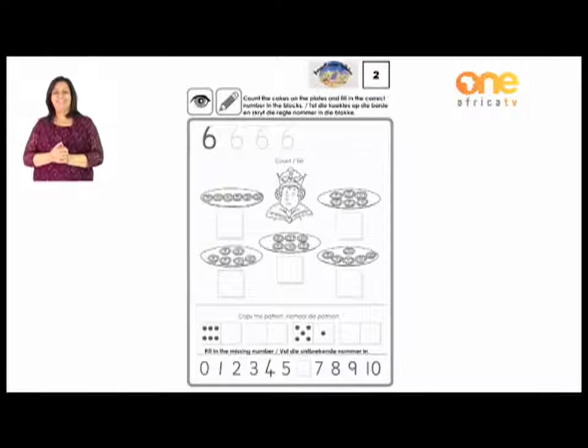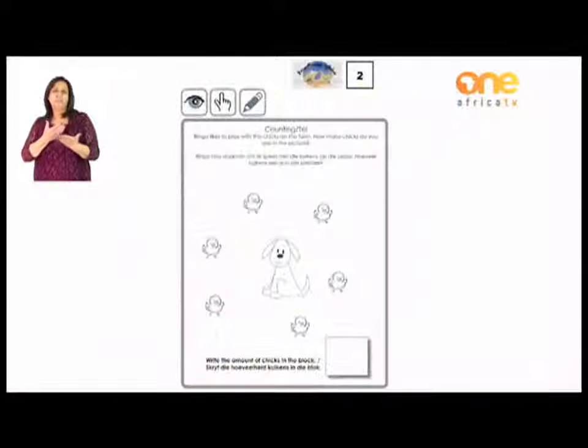Now let's move on to page 13 of our booklet. Page 13, it says counting. I will just tell you a very short little story. On the farm, there's a little dog called Bingo. Bingo likes to play with chicks on the farm. He is a very naughty dog. He likes chasing the chicks around. Now, what you need to do, you need to count how many chicks are playing with Bingo.